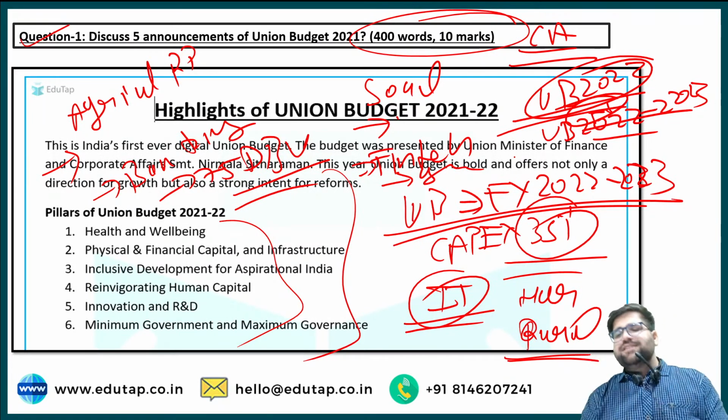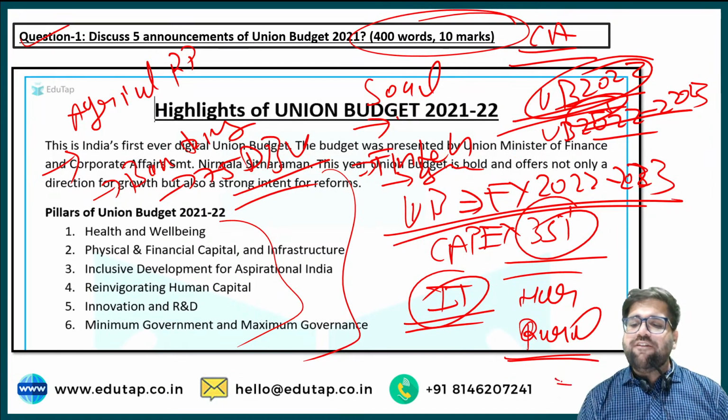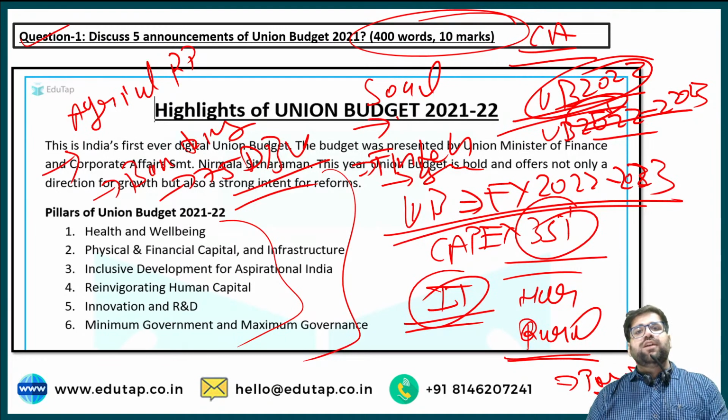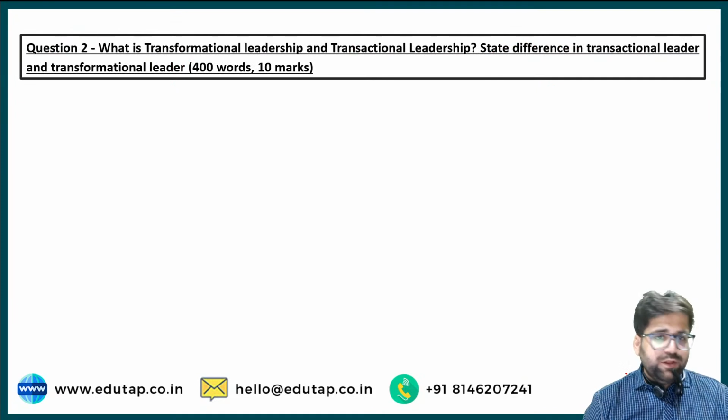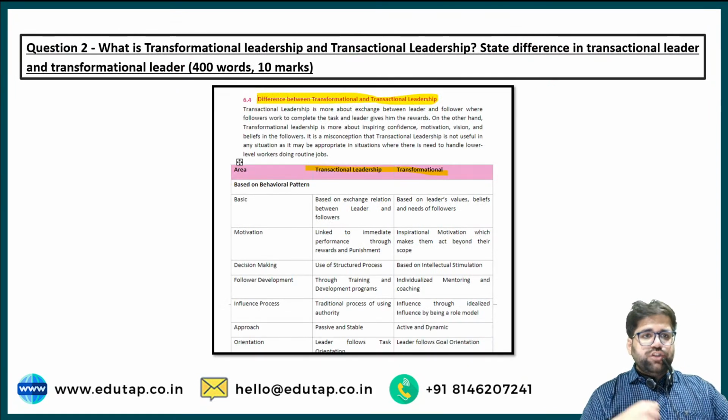So, very easy question, and in the last you could have ended on the positive note. Just say how Union Budget 2022-23 will contribute towards Atmanirbhar Bharat, towards the new Bharat, or whatever adjective you want to use. So, very easy question if it comes in this particular year. Now let's come to question 2.